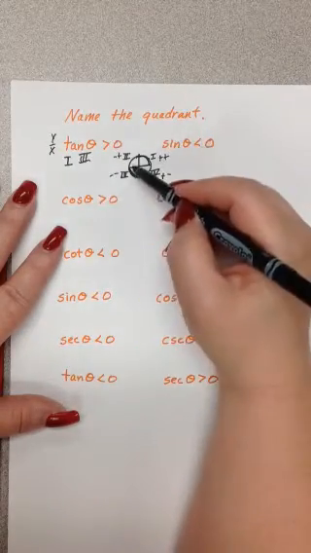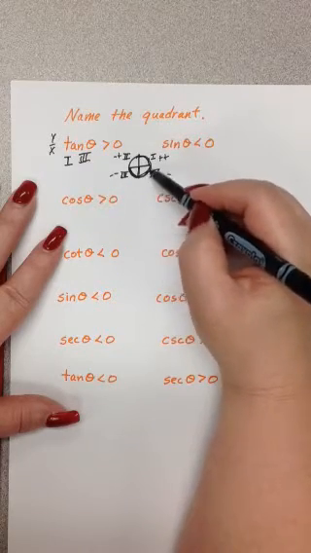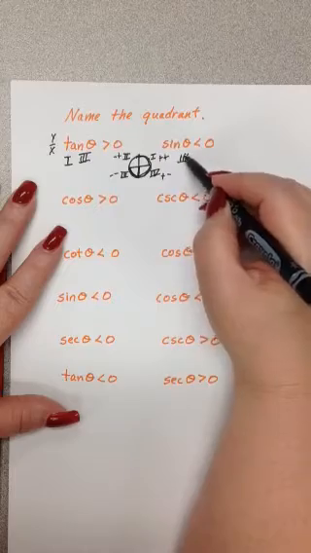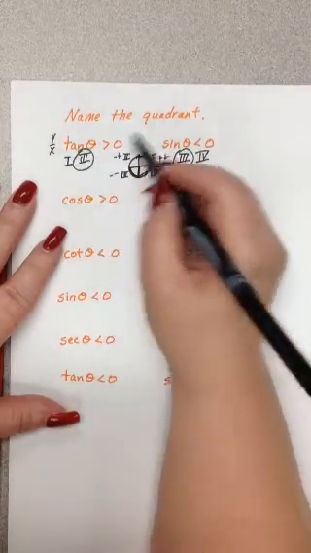Sine is less than 0 in the bottom hemisphere because sine is y and y's are negative in the bottom hemisphere. So that would be quadrants 3 and 4. So the overlap is quadrant 3 and that's my answer.